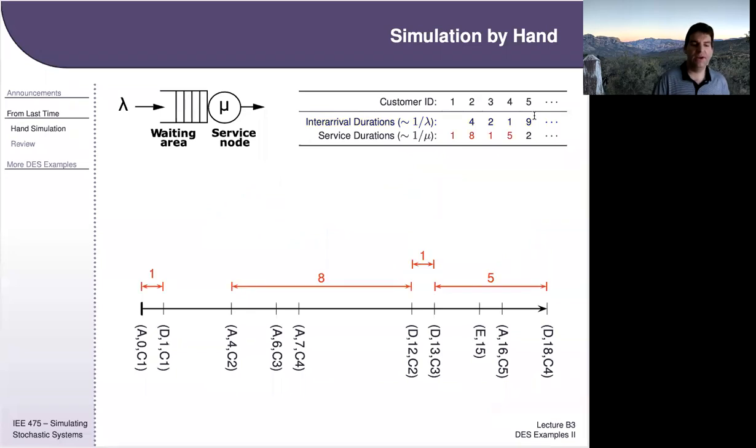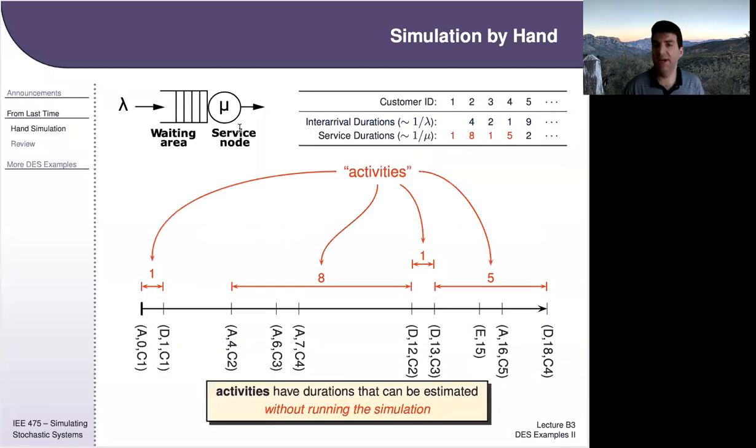Now, there's another set of activities. Those are the service durations. Those come from the second row in your homework, and those service durations I also know ahead of time. So I don't know when the service is going to start, but once it starts, I can figure out statistically how long it's going to take. Because I know those ahead of time, those are activities.